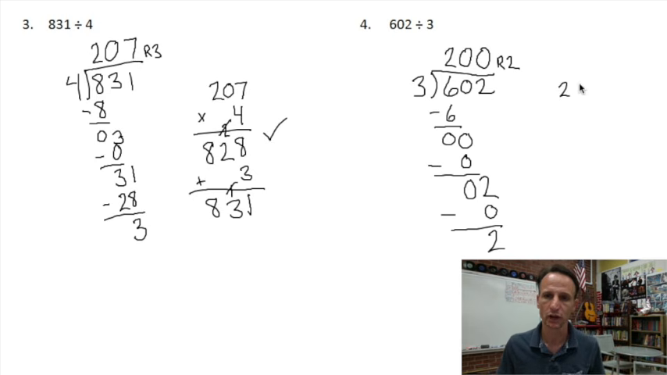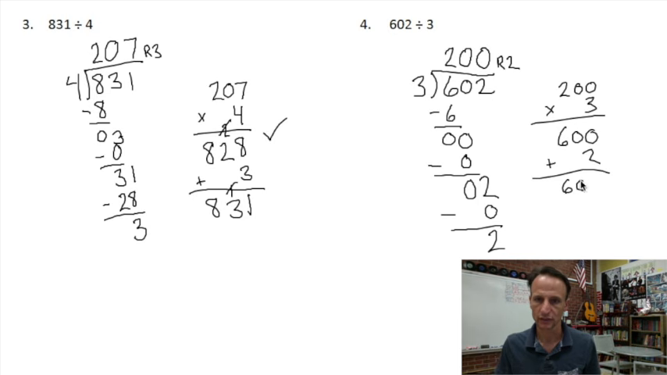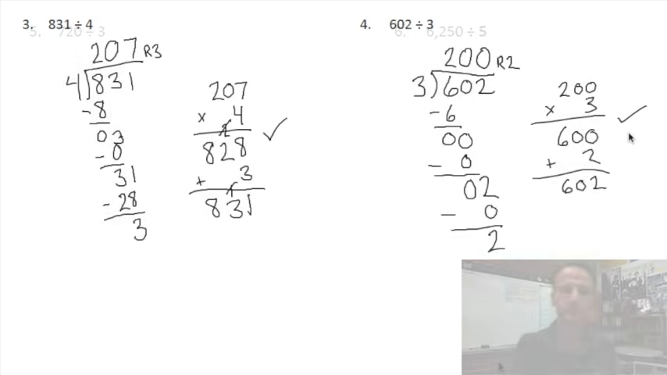Check is simple. 200 times 3, well, you hardly even need to multiply to do that. You can just look at it and say 3 times 2 times 100, 6 hundreds, right? Remember we did all that at the beginning of the year? So 600 plus our remainder of 2, of course, is 602, which checks out. I love doing this stuff. Woo! Yeah! Let's move on.